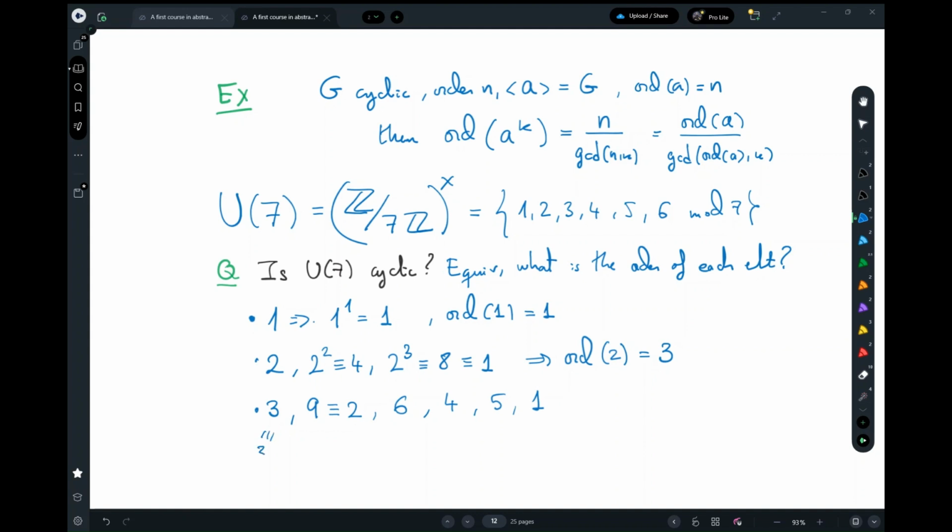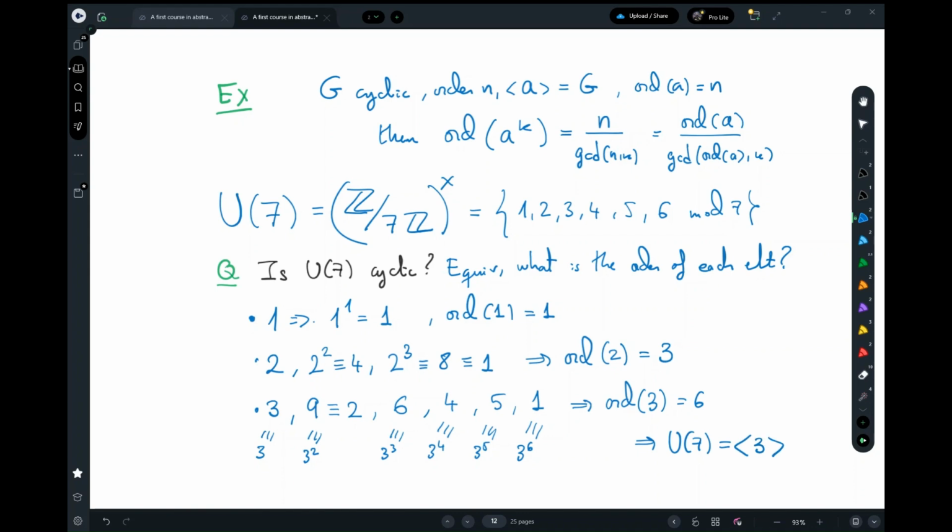So this was 3, this was 3 squared, this was 3 cubed, this was 3 to the 4, 3 to the 5, and 3 to the 6. So the very first time that a power of 3 gives me 1 is 6. So since I got something of order 6 and U7 has order 6, and you can see that all the powers of 3 go through every one of these units, 1, 2, 3, 4, 5, and 6, then 3 is a generator. So U7 is under multiplication generated by 3.